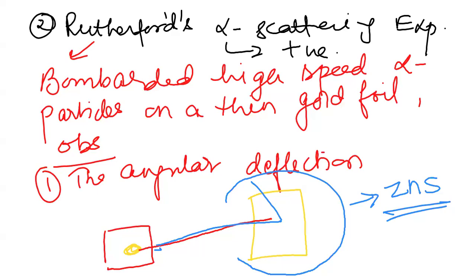So he took a microscope and studied the angular deflection, because some rays went straight ahead, some deflected through a small angle, and some totally deflected back. So what was the reason? Okay, so the angular deflection of scattered alpha particles.